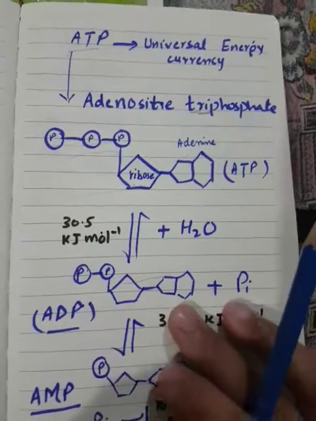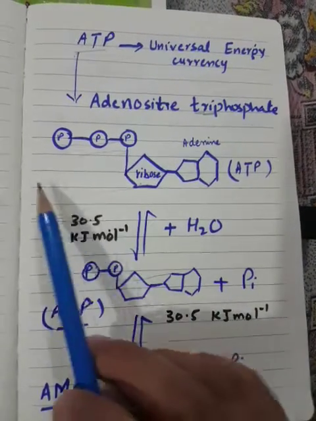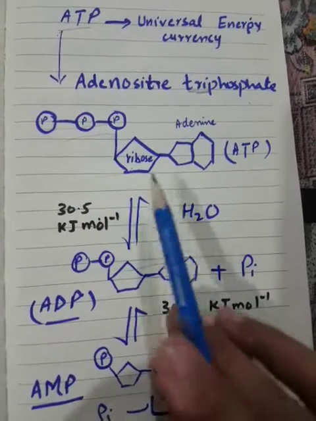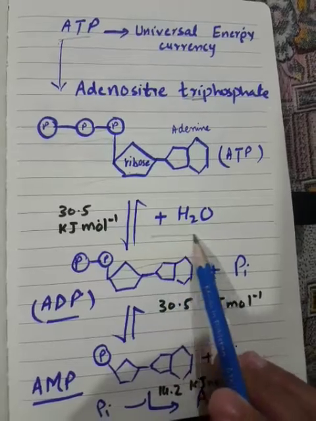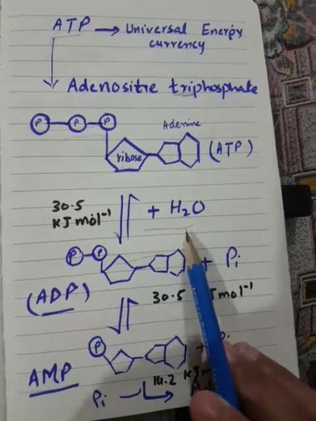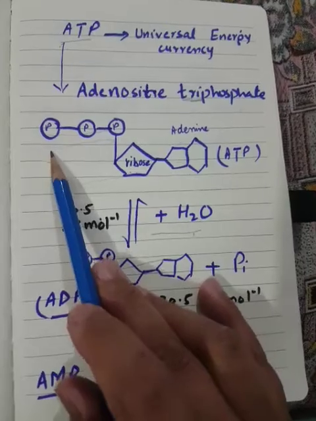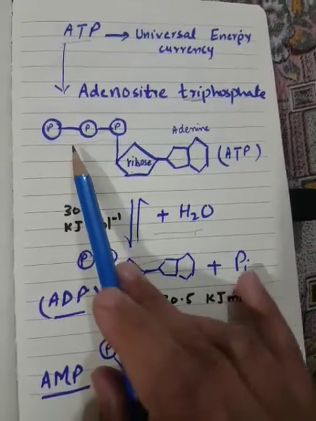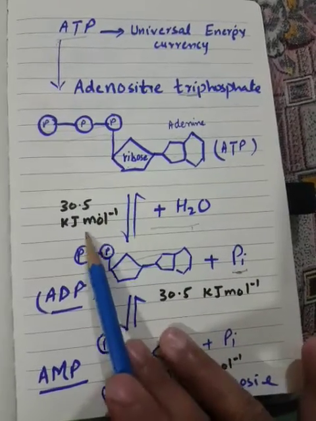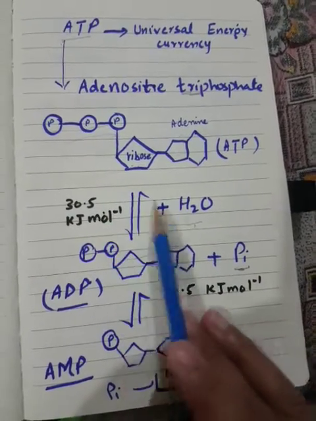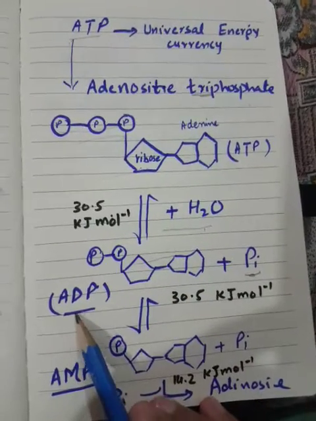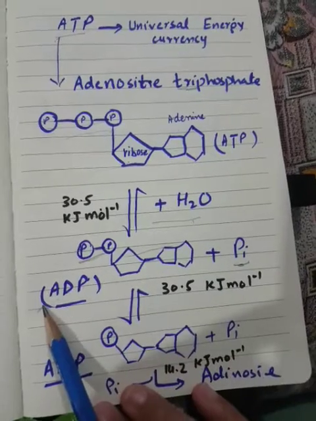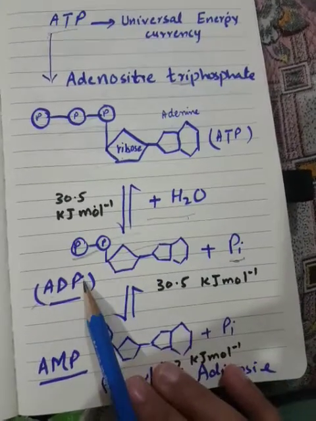So how is energy released from ATP? Basically, energy is released when these phosphate molecules are broken off. They are broken off by the process of hydrolysis, with the help of a water molecule. When one molecule of inorganic phosphate is released over here and a bond is broken, then 30.5 kilojoule per mole of energy is released. Now it is no more ATP, now it is called ADP, adenosine diphosphate. Di means 2. Here we have 2 phosphate groups. And this reaction is a reversible reaction.